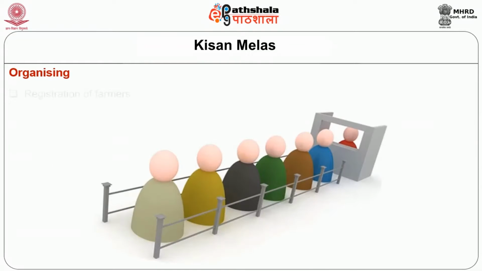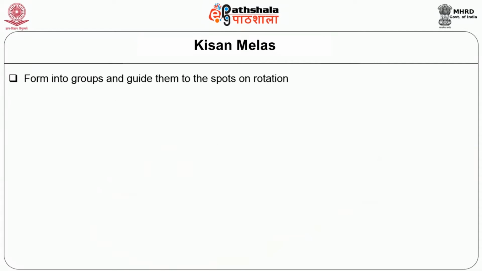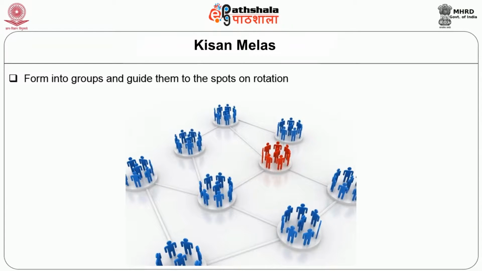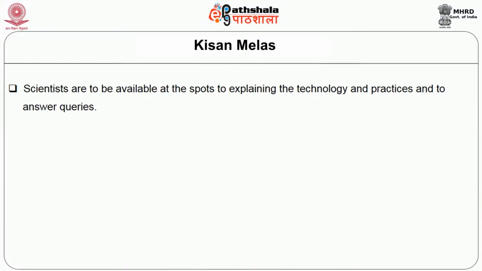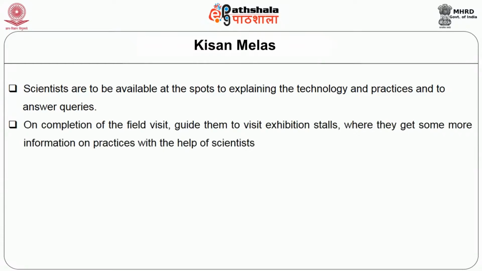Organizing. Registration of farmers. It is very vital to know how many farmers have come and attended the program. Form them into groups and guide them to the spots on rotation. If the farmers are large in number, then you form them into groups so as to enable them to visit all the stalls. Scientists ought to be available at the spots to explain the technology and practices and to answer the queries. Next, on completion of the field visit, guide them to visit exhibition stalls where they get some more information on practices with the help of scientists.